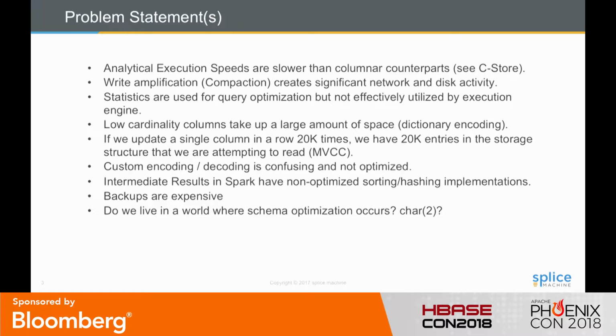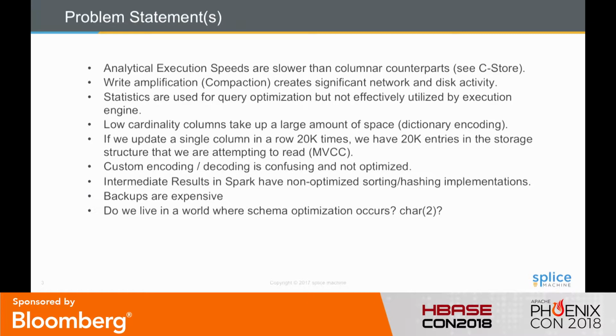Just looking at either customers or people who have used our database, low cardinality columns take up a large amount of space. So people who have a column for California, and you're like, couldn't you put CA? Couldn't you make it char 2, those sorts of things. Another challenge we had, if you update a single column in a row 20,000 times, we had 20,000 entries in the storage structure because we have an MVCC model, which we inherited from HBase. The custom encoding and decoding that we used, I thought was pretty confusing and not optimized.